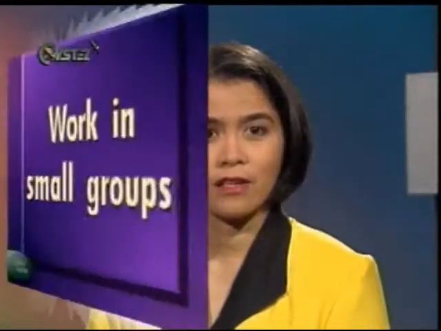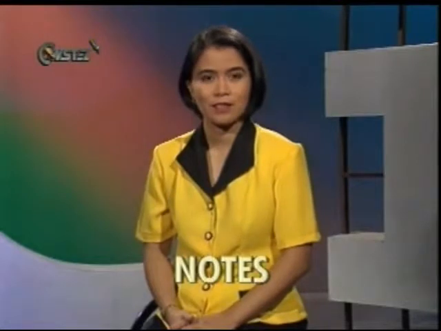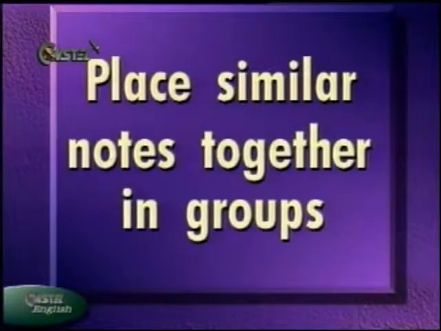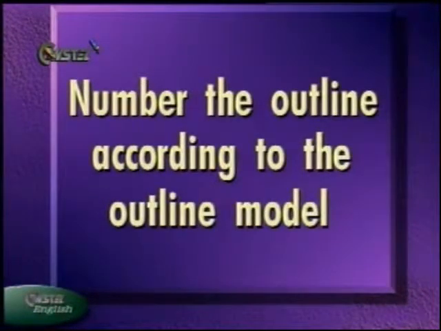What things do we remember when we ask our students to outline important facts? You have to follow this order. 1. Work in small groups. As a group, write the marginal notes for the important facts on separate slips of paper. Write only one marginal note in each slip of paper. These slips of paper are then called notes. 2. Place similar notes together in groups. 3. Number the outline according to the outline model.